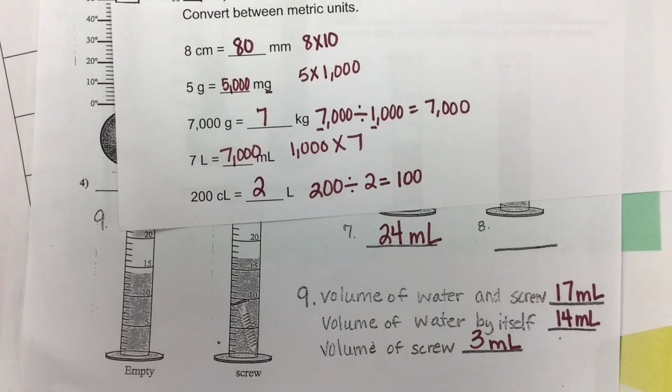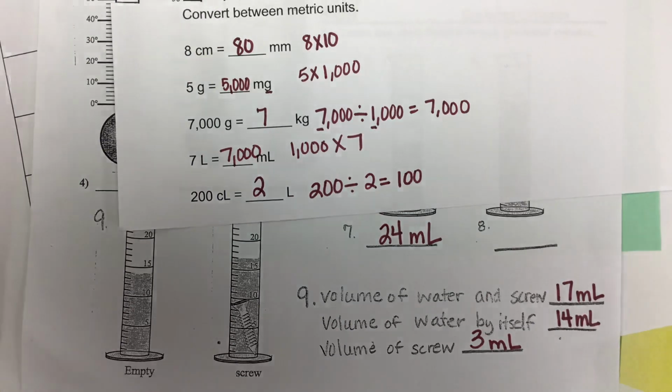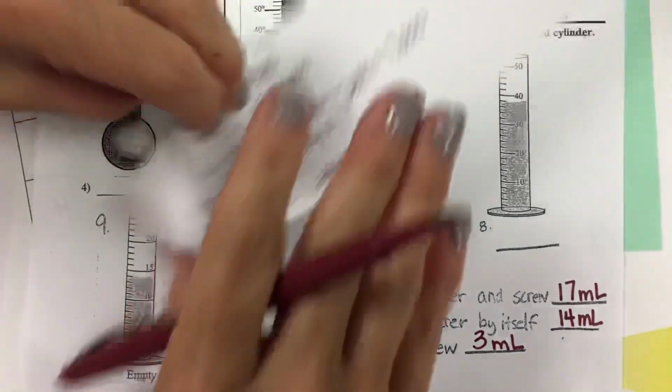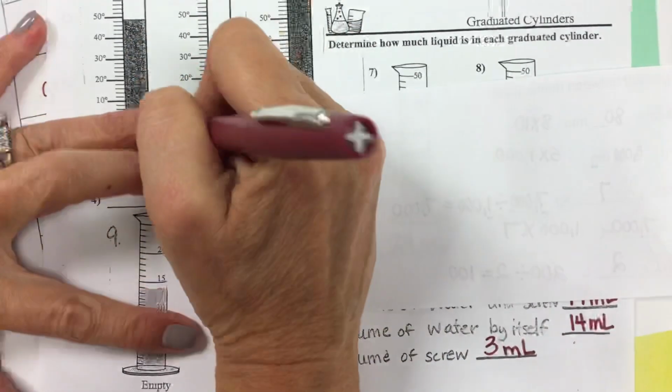Okay. How many millimeters are in a centimeter? 10. Guys, look at a meter stick. How many millimeters are in each centimeter? 10. Okay, you have to memorize that or you're not going to pass the test. You have to memorize that. Turn this over and write it on the back.